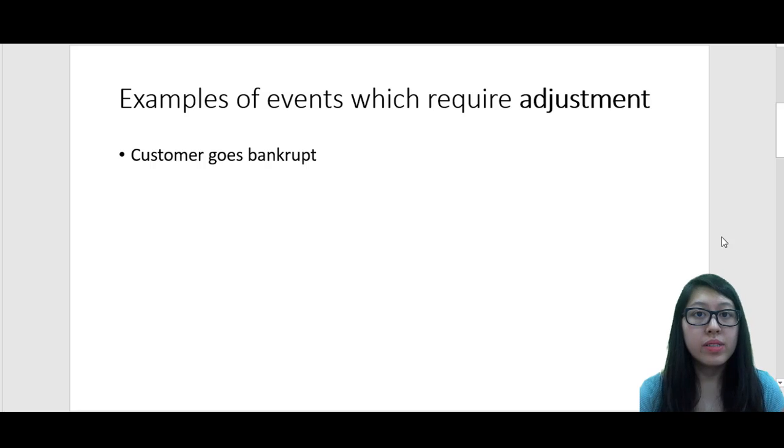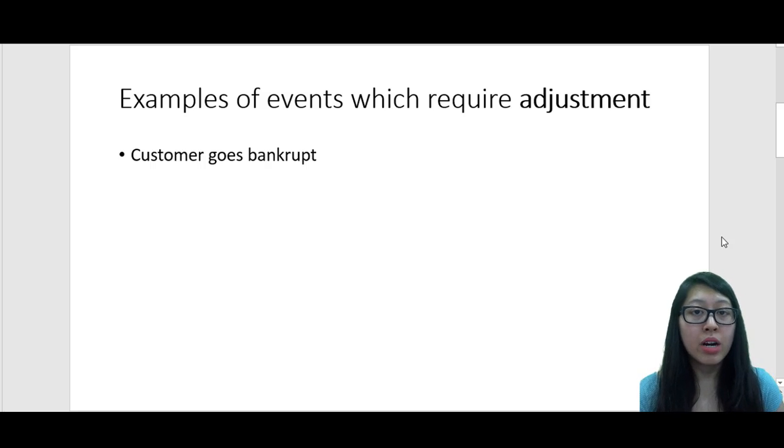Alright, so in here I've listed down some examples of events which do require the financial statements to be adjusted. The first common example would be when a customer goes bankrupt. Now the thing is, at the year end, we have included our trade receivables at the whole amount. And so if a customer somehow becomes bankrupt after the financial year end, so the trade receivables figure that's listed in our financial statements is not entirely true.